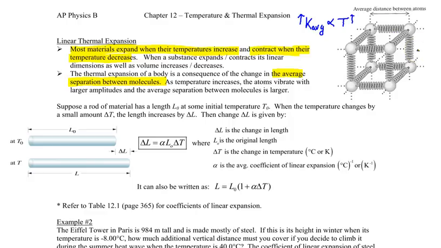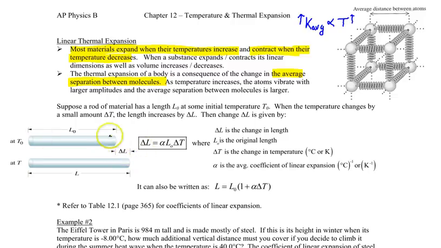Let's talk about what the variables are that affect the amount of expansion. Now, when we look at the expansion just along one direction, that's called linear expansion. So if we take this bar, for example, it has original length L0, and then you heat it up to a new temperature, T, then you'll see that the bar has expanded a distance of delta L. That change in length depends on three important factors.